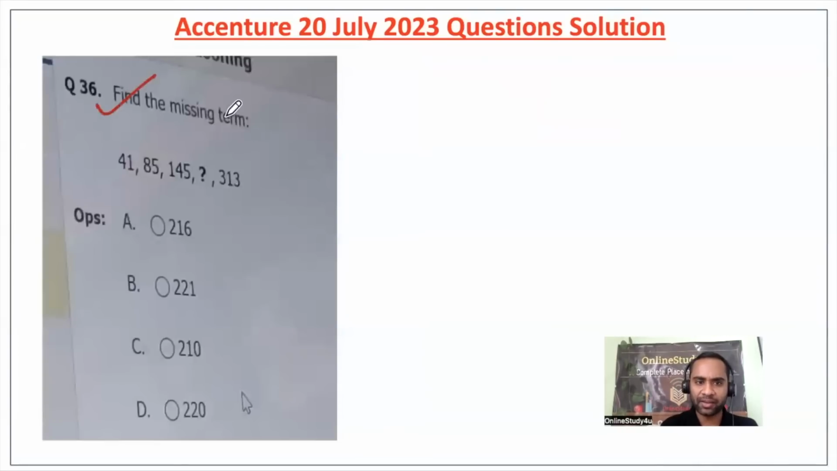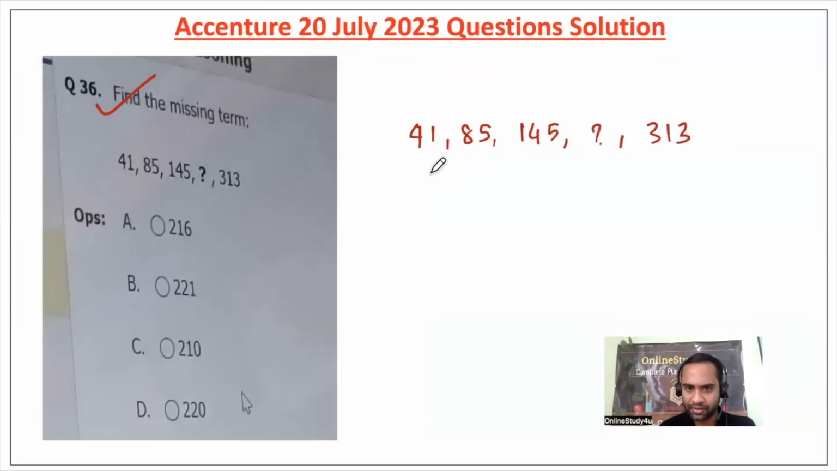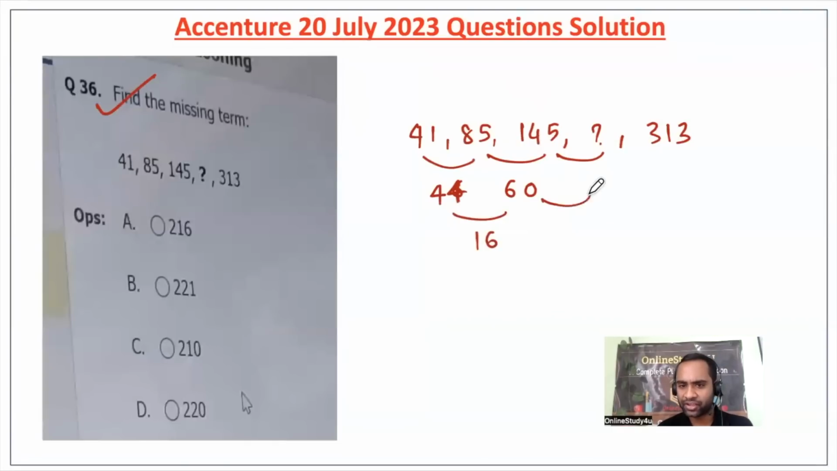Now find the missing term here: 41, 85, 145, and then 313. So here take the difference. 85 minus 41 is 44, 145 minus 85 is 60. So 44, 60. Next we will try with what difference? 16. So next we will try with the difference 16.